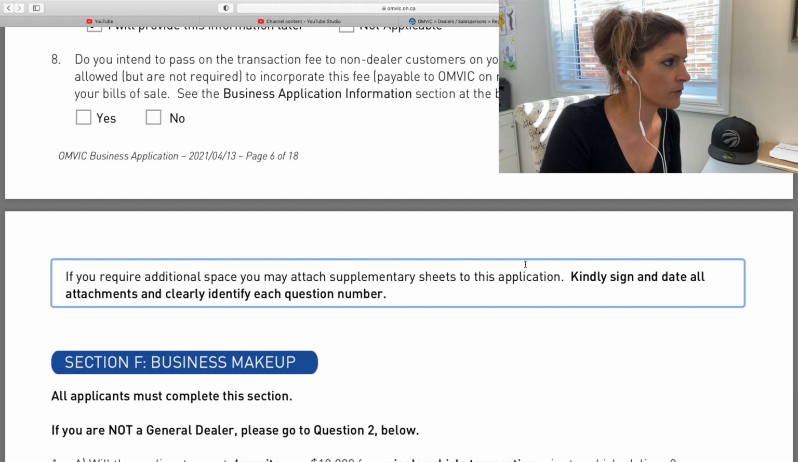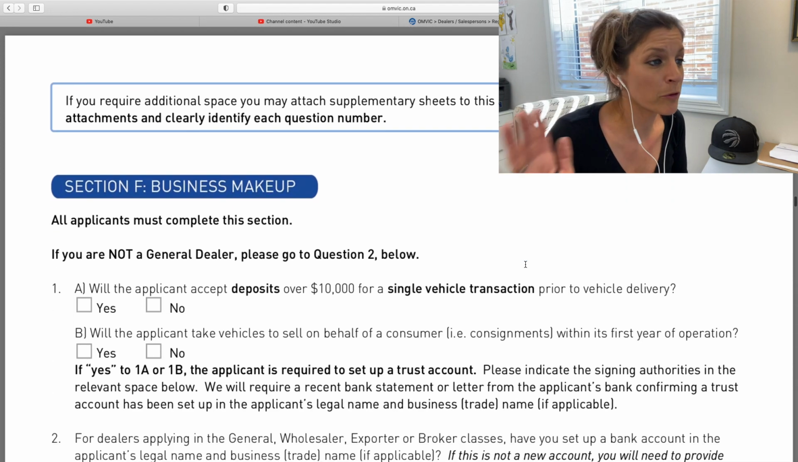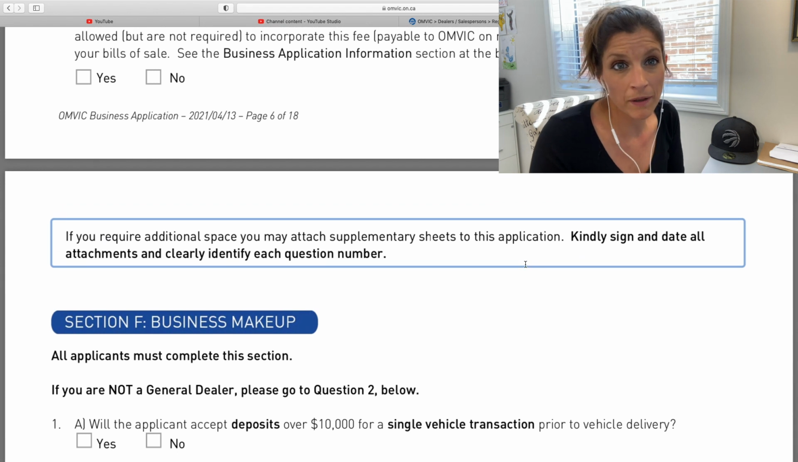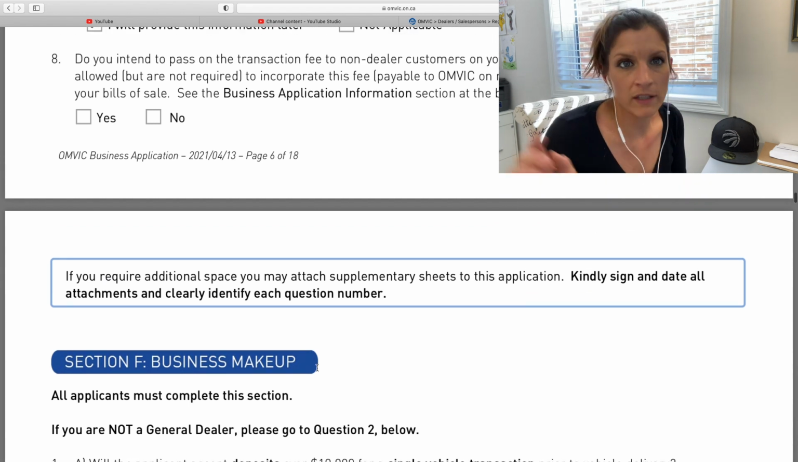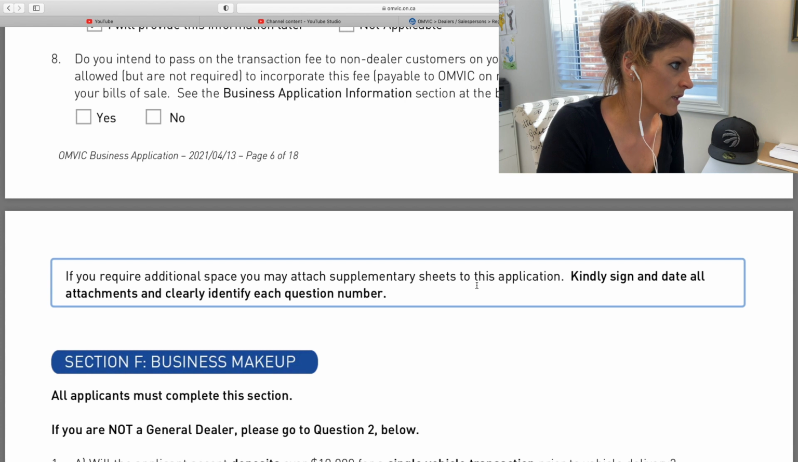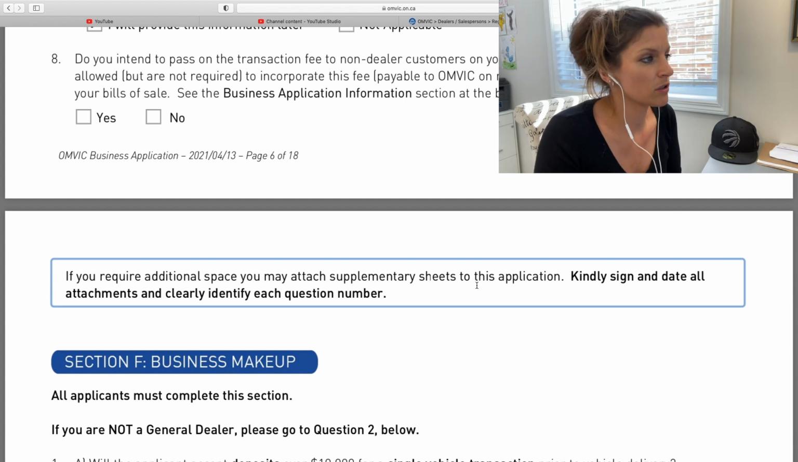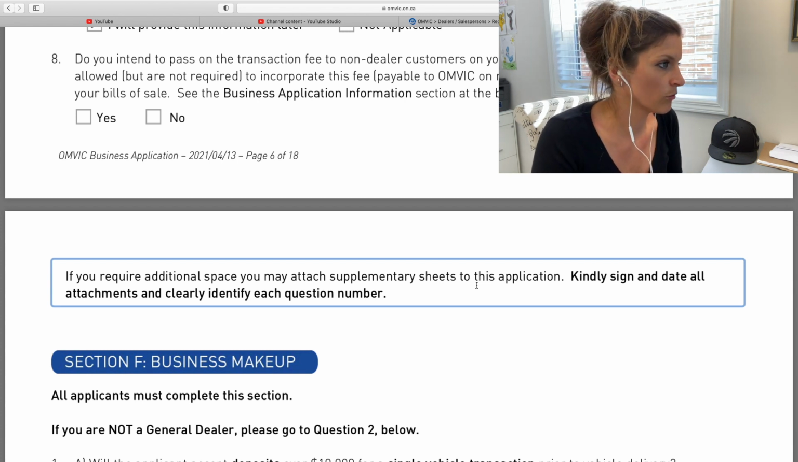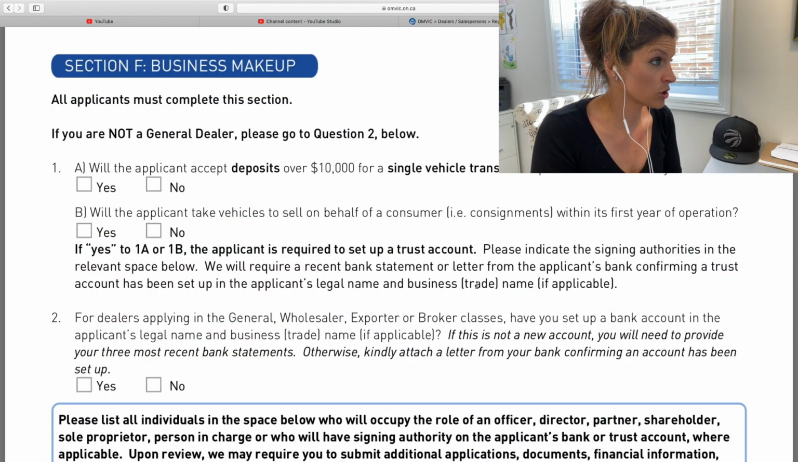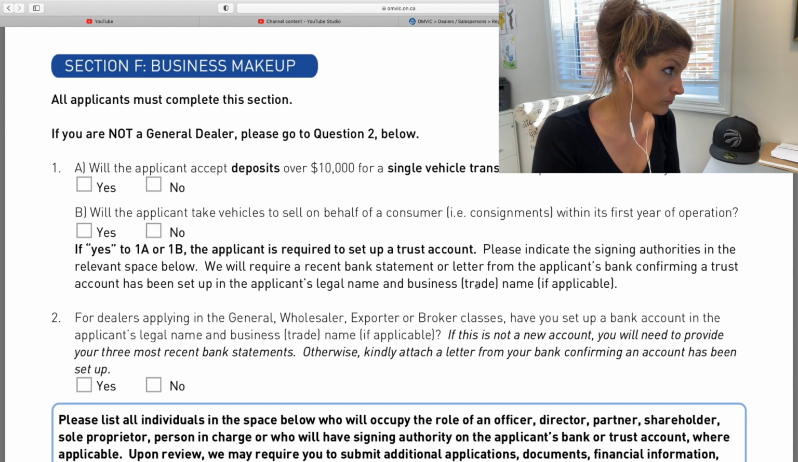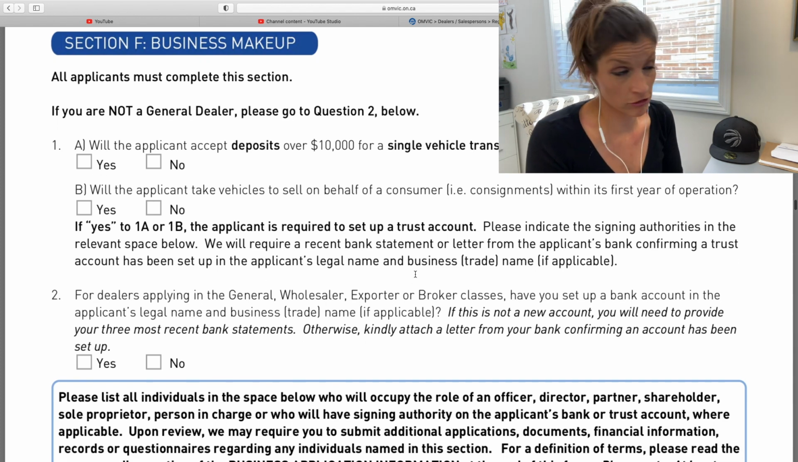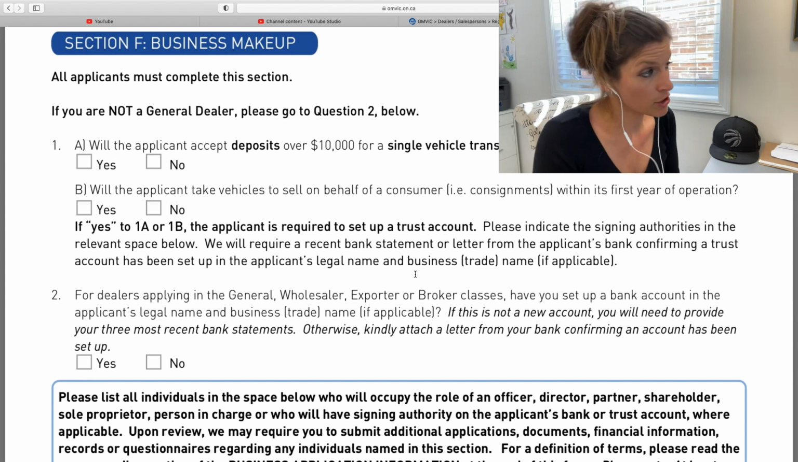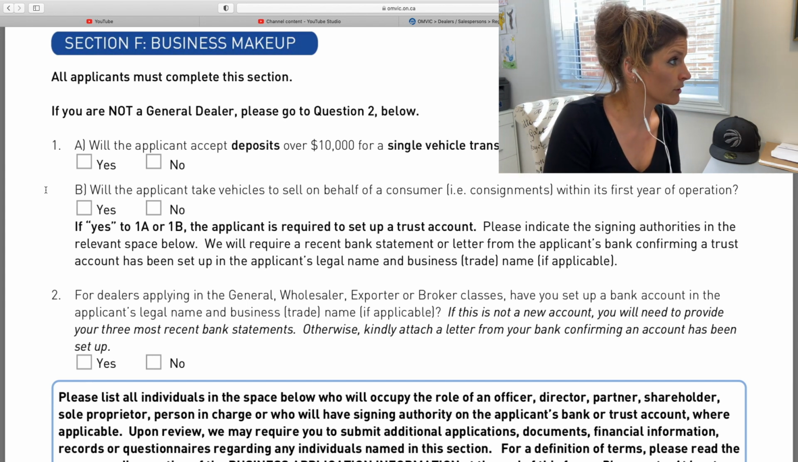And if you require additional space, you can attach other papers, which you will because it's a business plan. You'll have to sign and date all the attachments, and clearly identify each question number so they know what it pertains to. Section F, your business makeup. If you are not a general dealer, please go to question 2. Well, we are applying as a general dealer, so we will have to answer question 1.